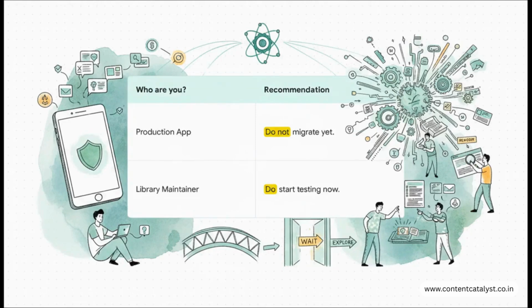Well, the official guidance from the team is actually really clear and pretty sensible. For most production apps, the recommendation is to wait. Hold off until the new architecture becomes the official default. This just makes sure the whole ecosystem of third-party libraries has time to catch up. But if you're a library maintainer, they're saying, yes, absolutely, you should be enabling it now to get your code ready for the big switch.